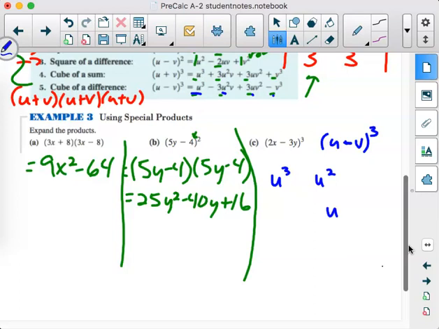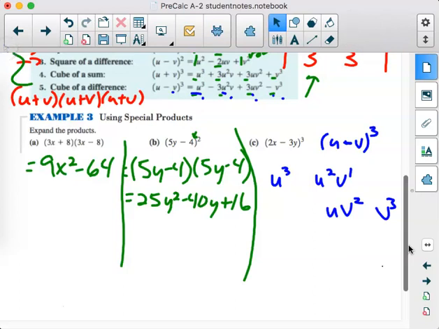And then the last term, which in this case was v, starts off with the lowest power: v to the 0, v to the first, v to the second, v to the third. And so I will put v to the first, v to the second, v to the third. And then, like I said, I start thinking about Pascal's triangle, and those numbers for row 3, which were 1, 3, 3, 1.